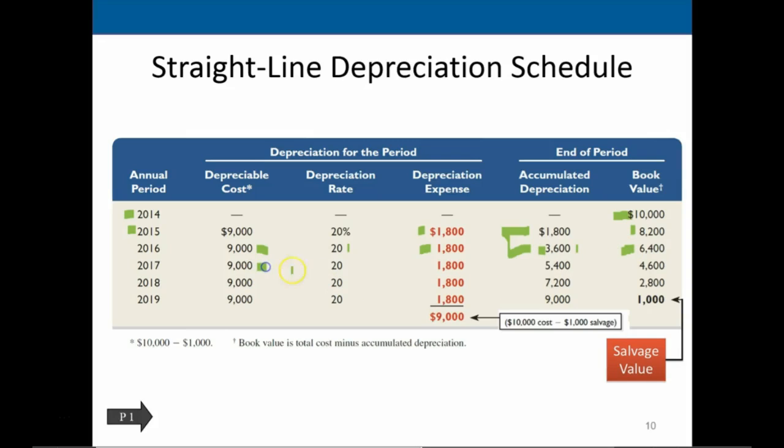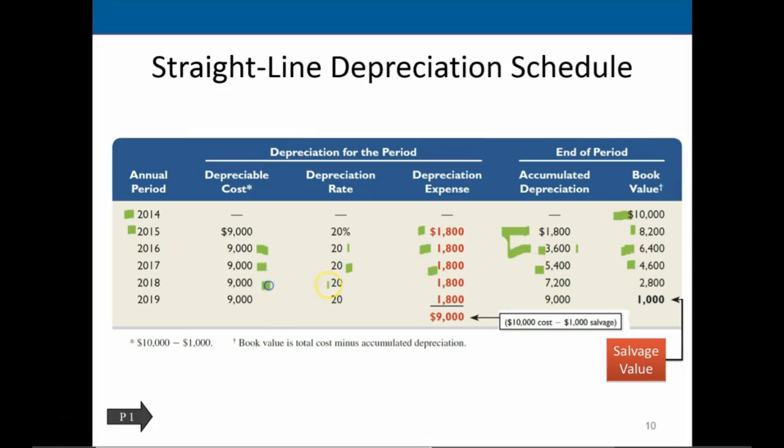Once again, the cost always remains the same. We have the straight line depreciation giving us the depreciation being the same. Accumulated depreciation plus the depreciation expense for 2017 gives us the 5,400 accumulated. The cost minus the accumulated depreciation gives us this.